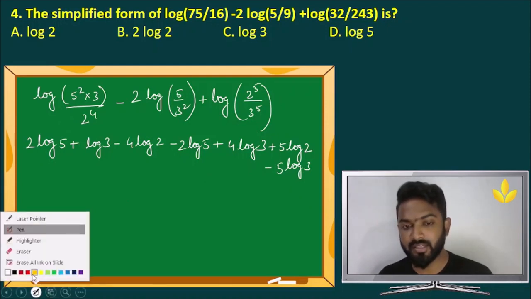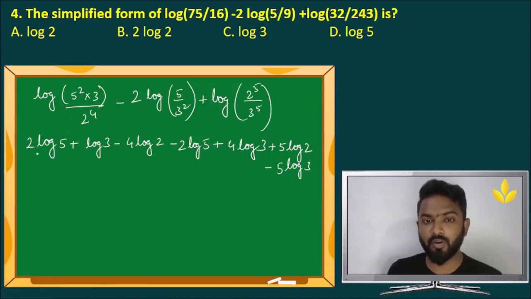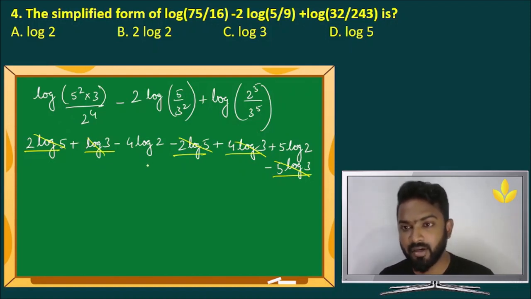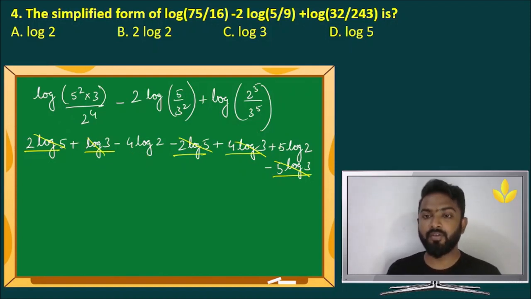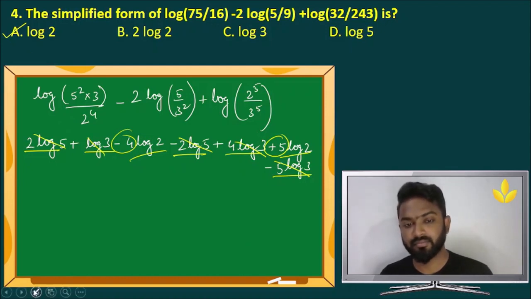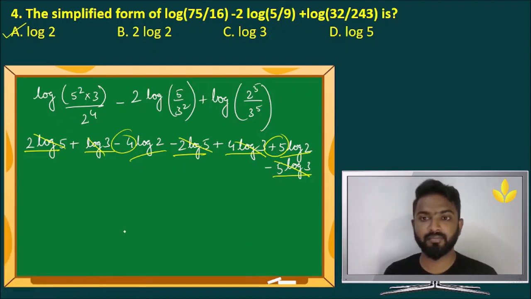Let's see what all gets cancelled now. When it comes to log 5, we have 2 minus 2, so these two gone, and that's it. When it comes to log 3, we have 1 plus 4 is 5, minus 5 is gone. This one also gone. And now we only have log 2 remaining. Log 2, we have plus 5 and minus 4. That is nothing but log 2. Answer is A. That's it. No long calculations and all that. Just simple expand.